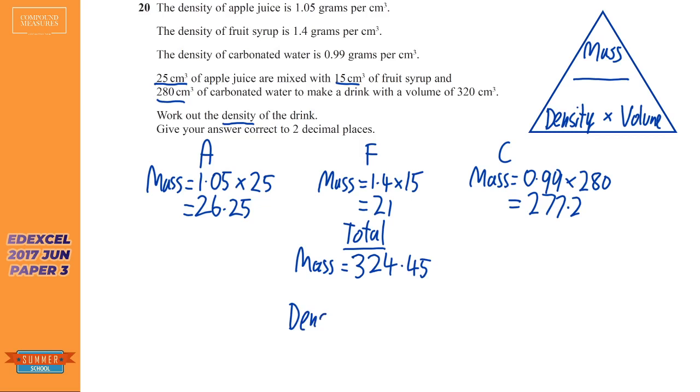Now the question asks us to work out the density of the drink, and so we need to work out the density, and we just use the triangle again. It says mass over volume. We've worked out the mass, and it tells us the volume. We could have worked it out by adding 25, 15, 280, but it's been nice to us, and it's just given us it.